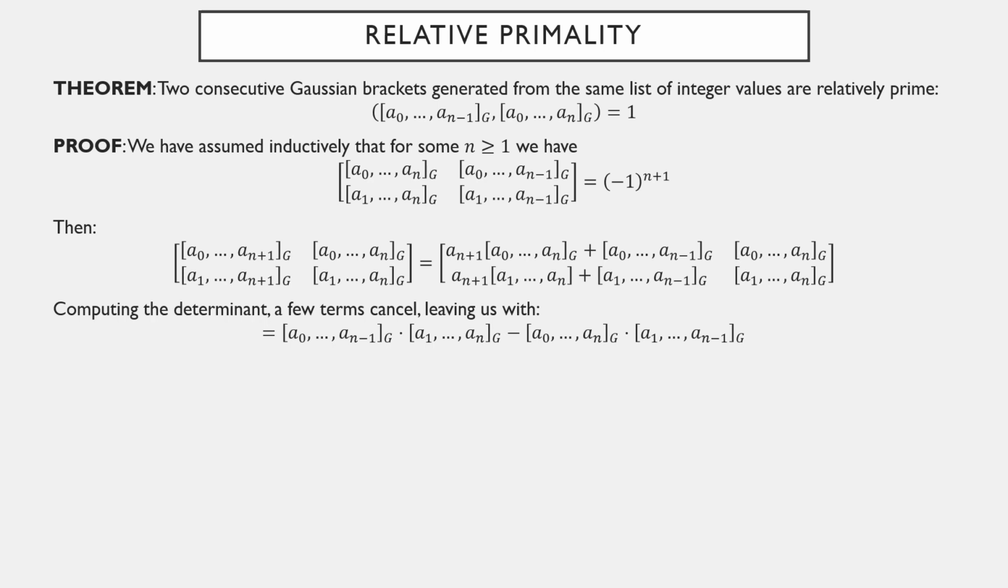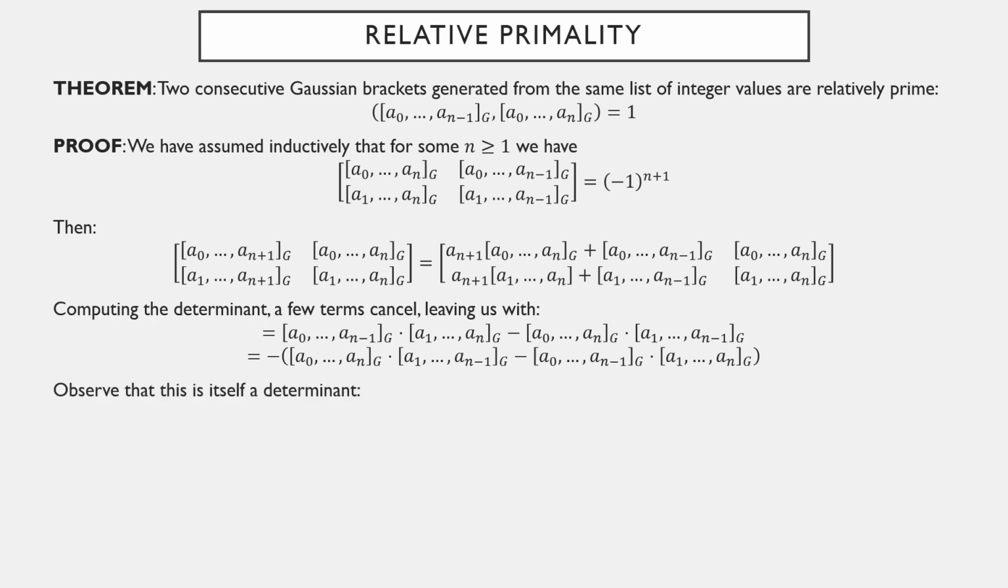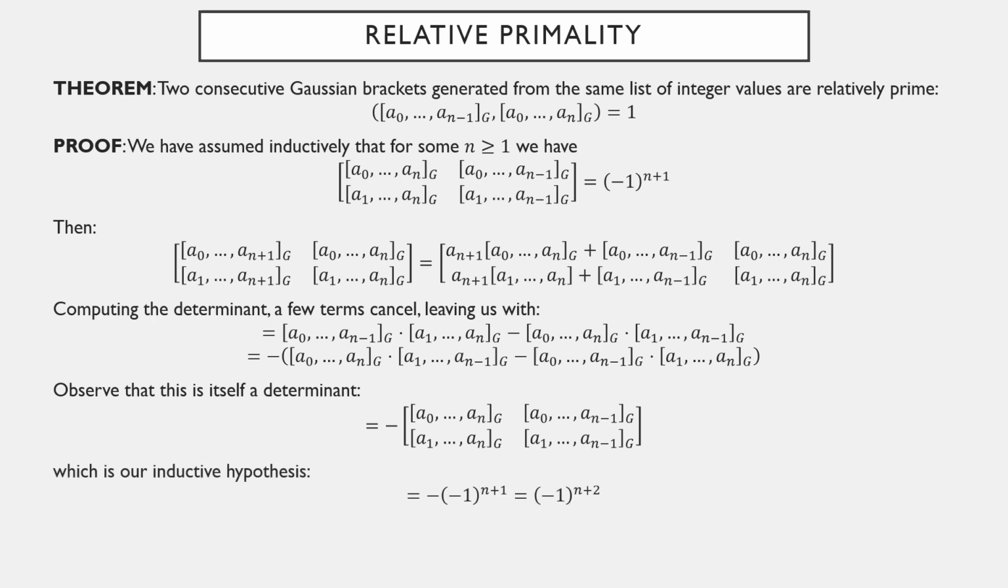But hey, the terms that we're now left with, if you factor out a -1, is itself a determinant of this matrix right here, which we inductively assumed had value (-1) to the power n plus 1. We bring that -1 we factored out back inside. We get (-1) to the n plus 2, which is exactly what we wanted.